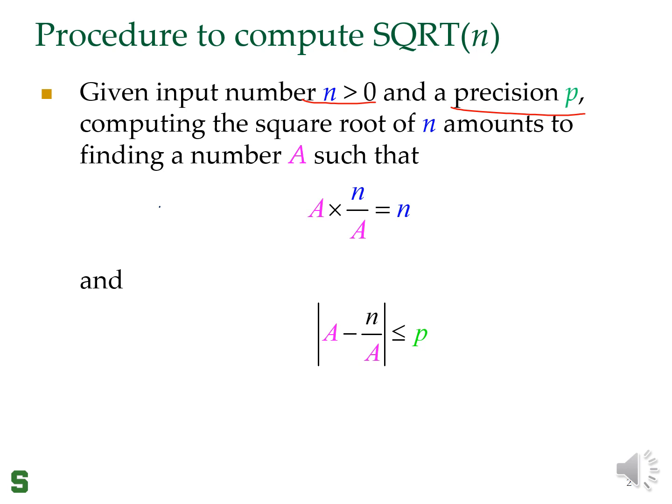Then this amounts to finding a number a such that a times n divided by a is equal to n. And we want a and n divided by a to be close enough. So essentially this means that we have found two numbers that multiply to n, and those two numbers are really close to each other. That means each one is actually almost equal to square root of n.